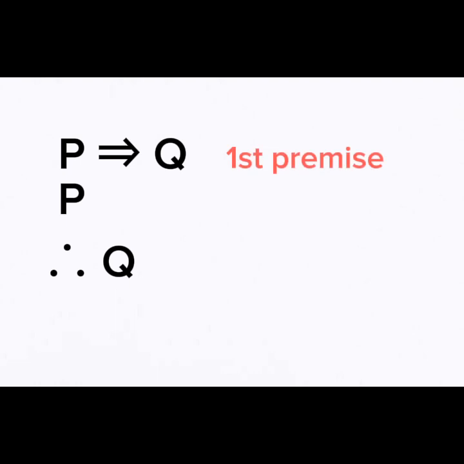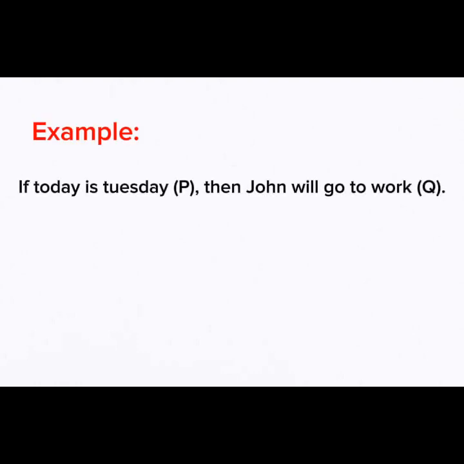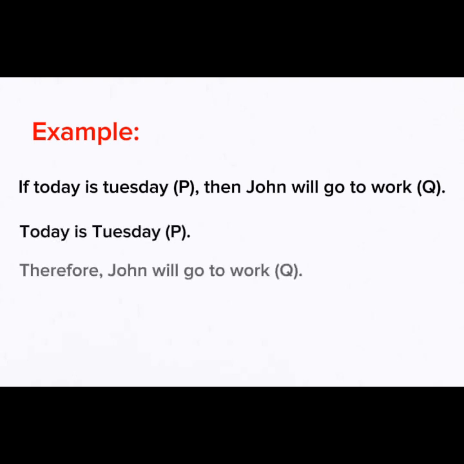The first premise is a conditional, if-then claim, namely that P implies Q. The second premise is an assertion that P, the antecedent of the conditional claim, is the case. From these two premises, it can be logically concluded that Q, the consequent of the conditional claim, must be the case as well. An example of an argument that fits the form modus ponens: If today is Tuesday, then John will go to work. Today is Tuesday, therefore John will go to work.